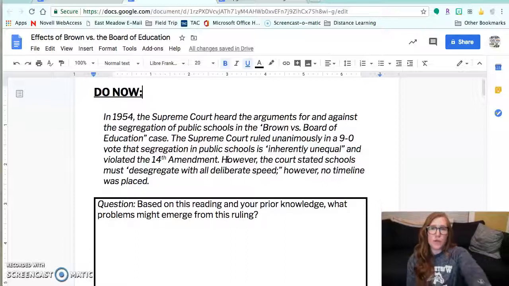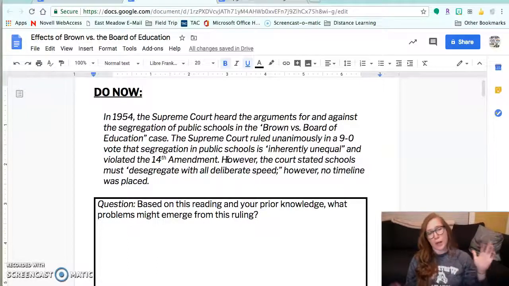So for your do now, I say in 1954, the Supreme Court heard the arguments for and against the segregation of public schools in the Brown versus the Board of Education case. The Supreme Court ruled unanimously in a 9-0 vote that segregation in public schools is inherently unequal and violated the 14th Amendment. However, the court stated schools must desegregate with all deliberate speed. However, no timeline was placed.